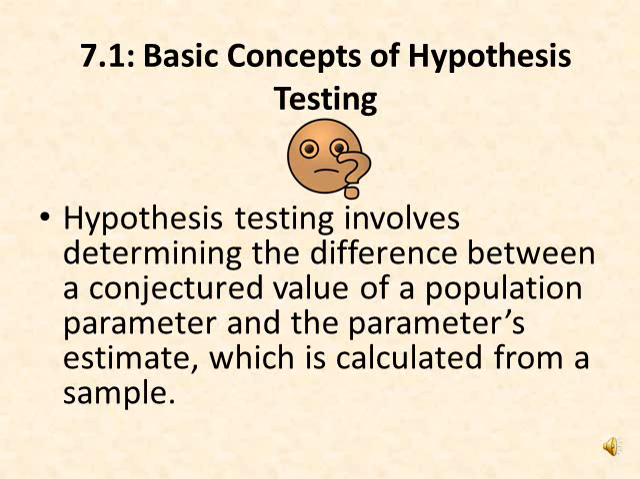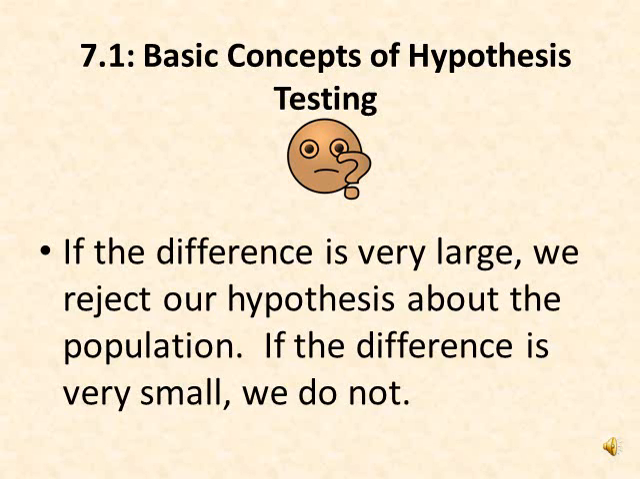Hypothesis testing involves determining the difference between a conjectured value of a population parameter and the parameter's estimate, which is calculated from a sample. If the difference is very large, we reject our hypothesis about the population. If the difference is very small, we do not.